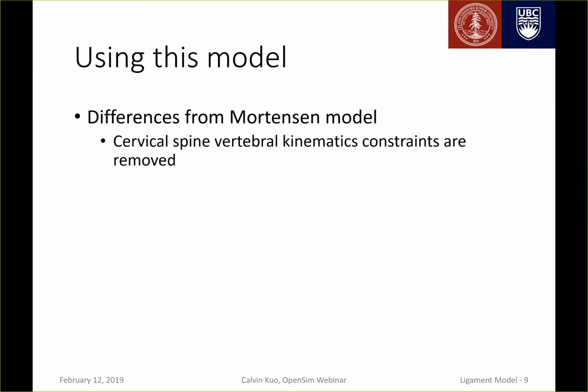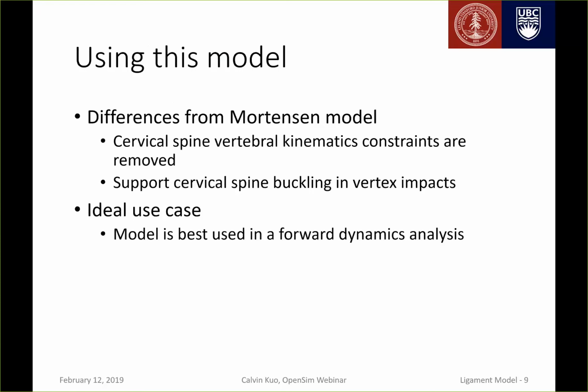We decoupled our intervertebral joints with the intention of supporting simulations of axial loads, where it is known that the cervical spine can buckle. The downside of this is that it makes this model very difficult to use with the static optimization and compute muscle control functions in OpenSim, which are tools that determine muscle forces from measured motion. Thus, we believe the ideal use case for this particular model is in a forward dynamics analysis, where we apply forces and observe and simulate the motion out.